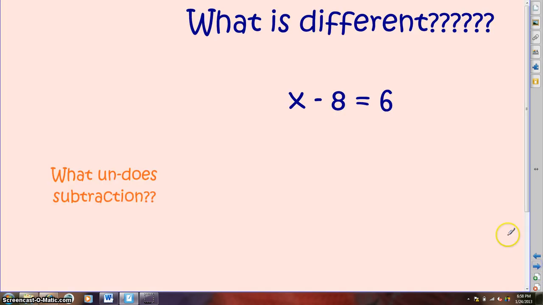We can do the same thing when we subtract, right? The only difference is, undoing subtraction, we have to add. So here's my variable on the left. I have with it a minus 8. So the inverse of minus is plus. So I add 8 to both sides. And over here I have an x, I have an equals, and I have a 14. So x equals 14. If I check it, 14 minus 8 is in fact 6.